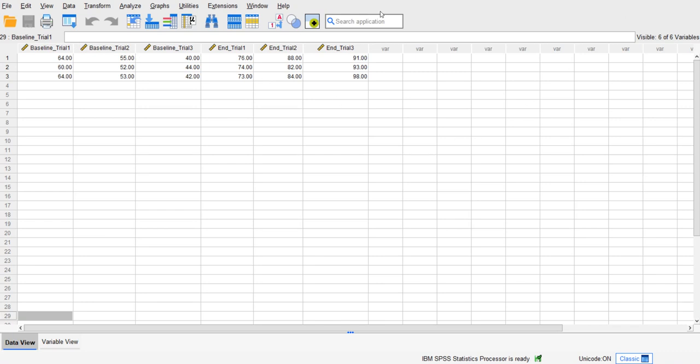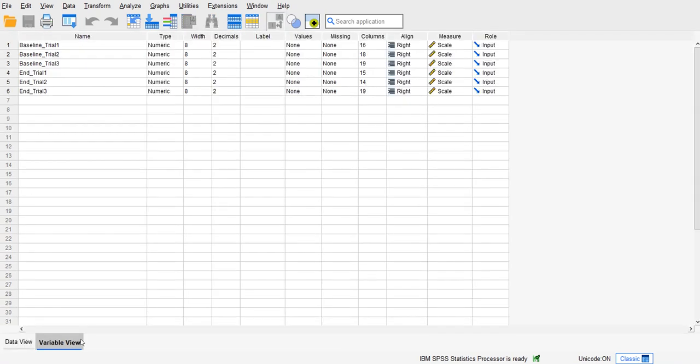Hi everyone, so for this video I'm just going to go through the two-way repeated factor ANOVA. This is a little bit different to the two-way between factor ANOVA or two-way mixed factor ANOVA, in that for this one both of your independent variables are repeated, or a within design.